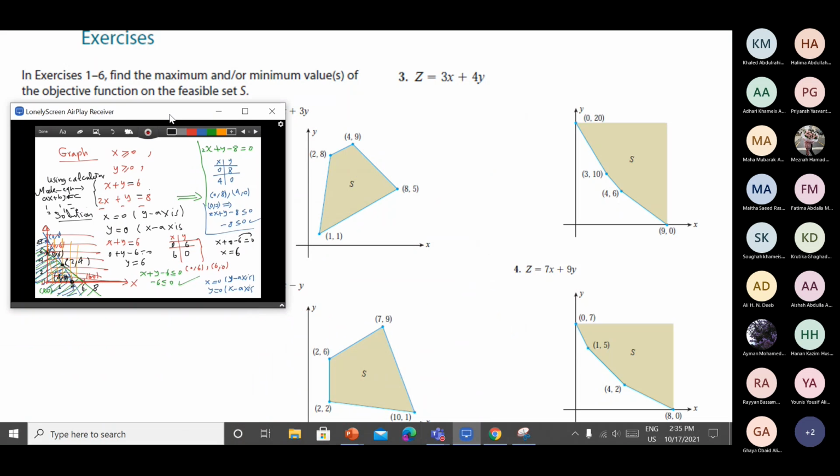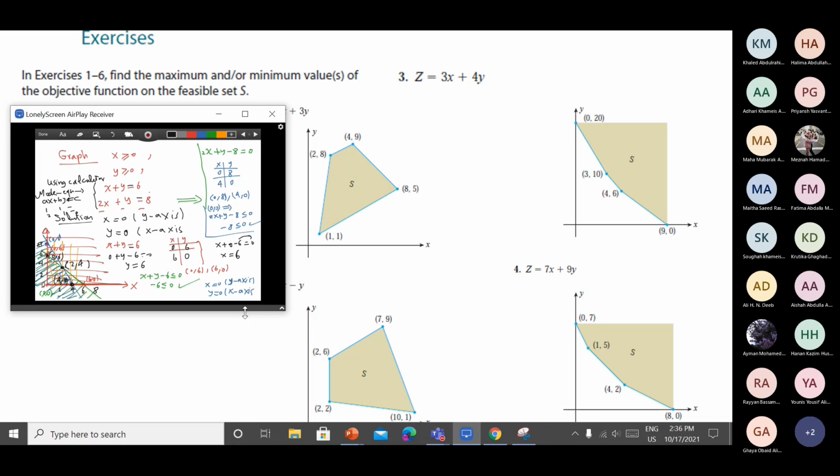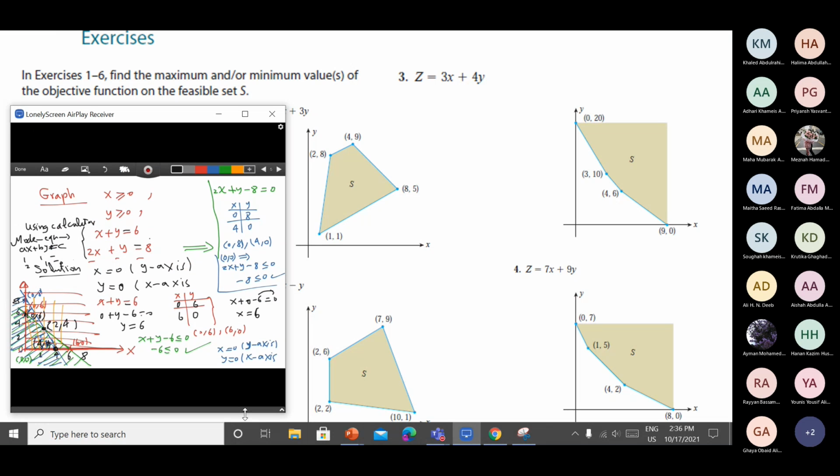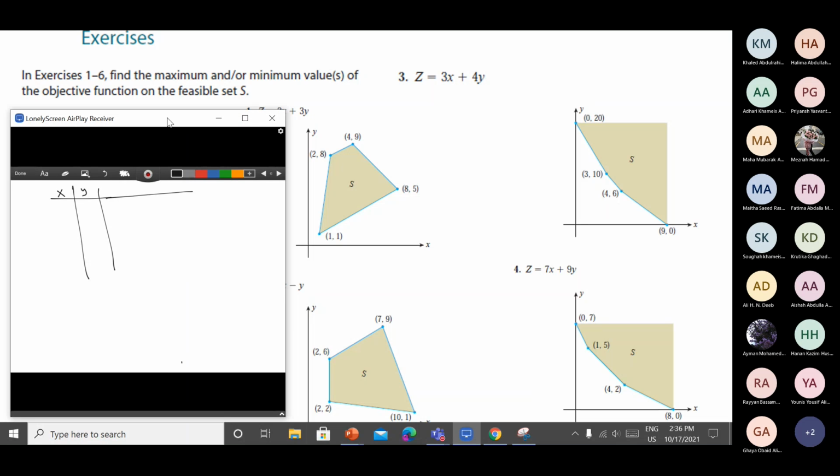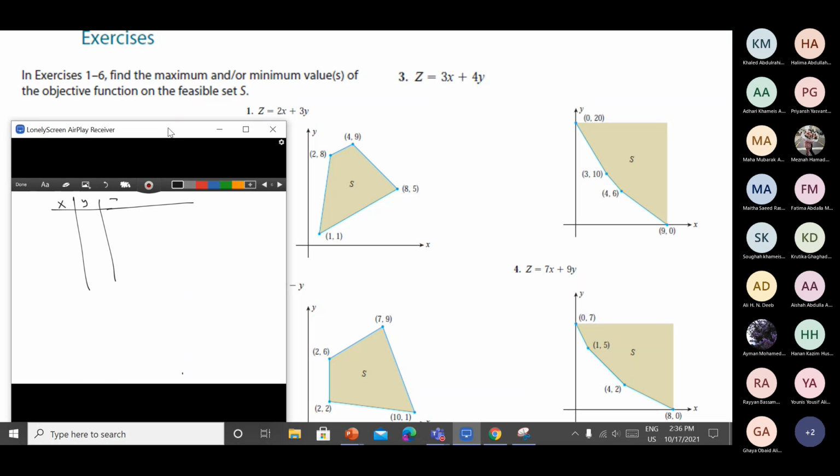Let's do this one, okay? Once you graph the linear inequality and you have the feasible set S here, you make a table with x and y, and then you find the minimum value of the function given to you. In this case, it gives you the function z equal to 2x plus 3y.